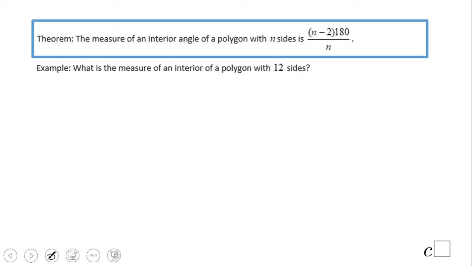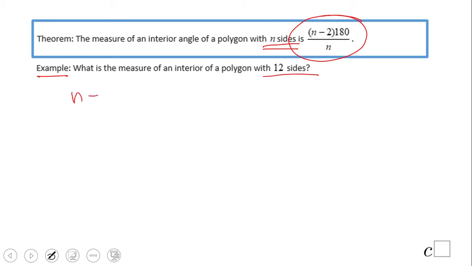Okay. Now the next topic, also on polygons, that is very important sometimes, is this one. The measure of an interior angle is calculated by using this wonderful formula: n minus 2 times 180 divided by n, where n is the number of sides. So let's see this example here. We have a polygon with 12 sides.